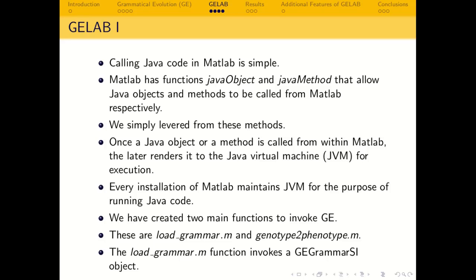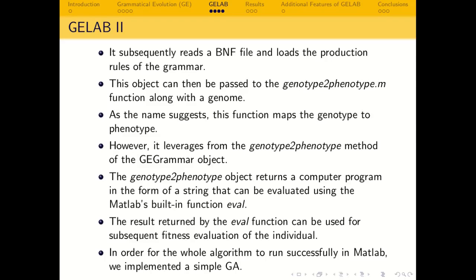We have created two main functions to invoke GE. These are called loadGrammar.m and genotype-to-phenotype.m. The loadGrammar function invokes a GE grammar object, which is written in Java, and it subsequently reads a BNF file and loads the production rules of the grammar. This object can be passed to the genotype-to-phenotype function along with the genome. As the name suggests, this function maps the genotype to phenotype.